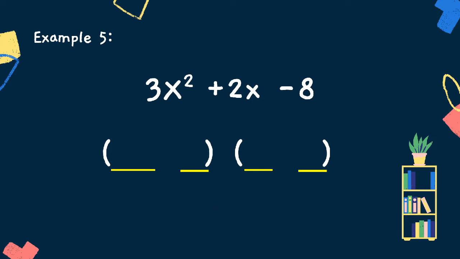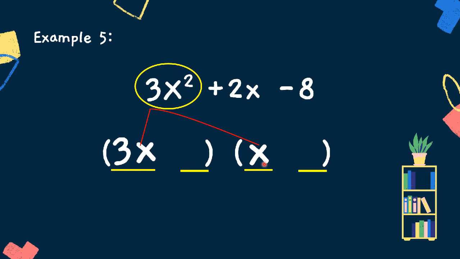So we have another example, example number 5. We have the polynomial 3x squared plus 2x minus 8. In this polynomial, 2 is still the highest exponent, so we still have a quadratic polynomial. If you have noticed, the leading coefficient is greater than 1, which is 3. Again, we will identify the factors of our first term. The only factors of our first term are 3x and x, because if we multiply the two, it will give us the product of 3x squared.